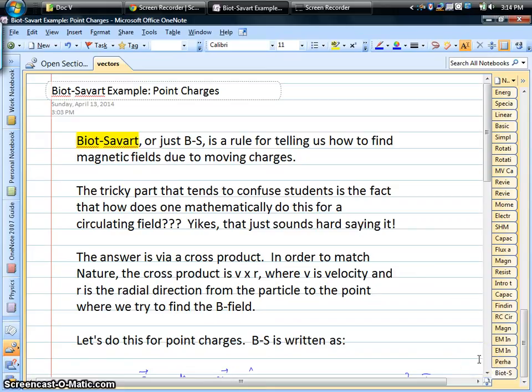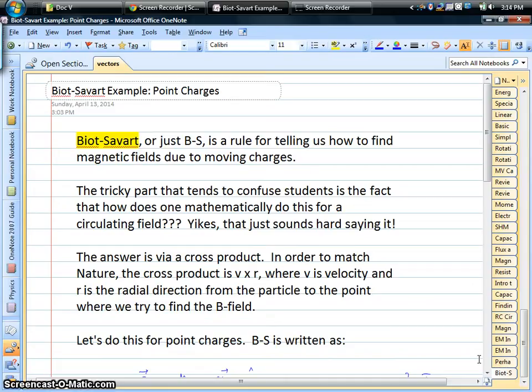Okay, we're back and we're doing some Biot-Savart. This is what I would say many, if not most, students who are new to magnetism find to be the most difficult challenge in your studies of magnetism. Biot-Savart is the general rule that allows us to find magnetic fields due to moving charges.